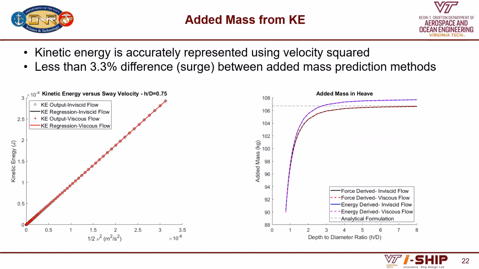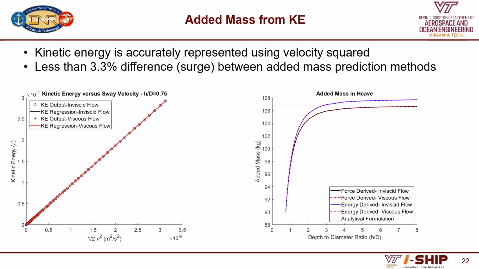So first we have to check that assumption that the kinetic energy is accurately modeled by 1/2 m_a v squared. And it is. We can see that the kinetic energy versus 1/2 body velocity squared on the left shows a very good linear regression. Looking at the added mass outputs on the right, we see that there is a difference between calculating the added mass using the forces and the kinetic energy, but it is very small. For the case of surge, which has throughout the study shown the greatest difference in the added masses, it is still less than 3%, 3.3% different, and is even less than 1% for the other degrees of freedom.